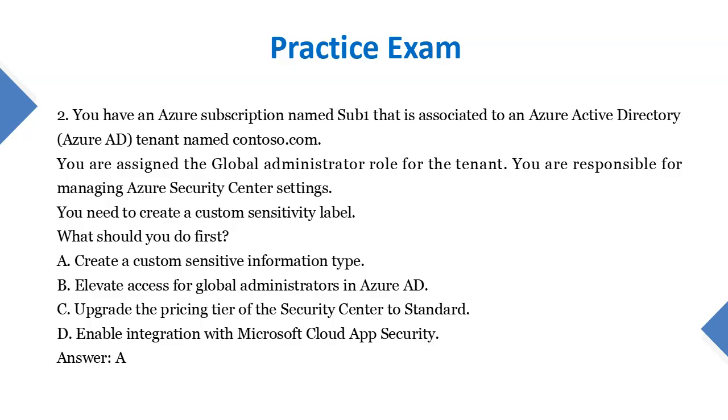2. You have an Azure subscription named Sub1 that is associated to an Azure Active Directory, Azure AD, tenant named Contoso.com. You are assigned the Global Administrator role for the tenant. You are responsible for managing Azure Security Center settings. You need to create a custom sensitivity label. What should you do first? A. Create a custom sensitive information type. B. Elevate access for global administrators in Azure AD. C. Upgrade the pricing tier of the Security Center to Standard. D. Enable integration with Microsoft Cloud App Security. Answer: A.